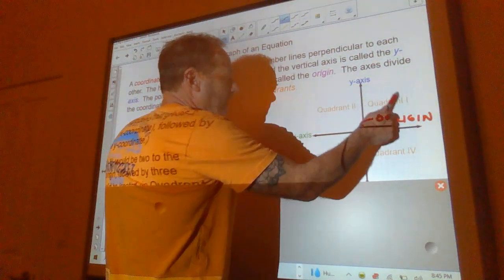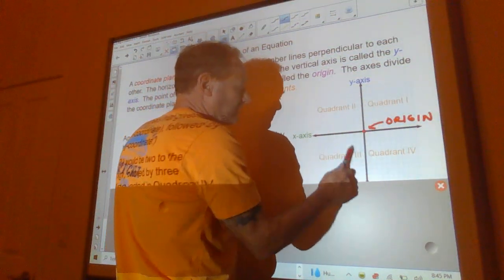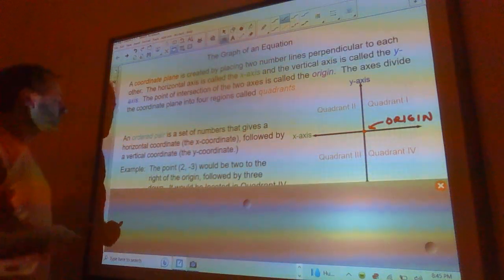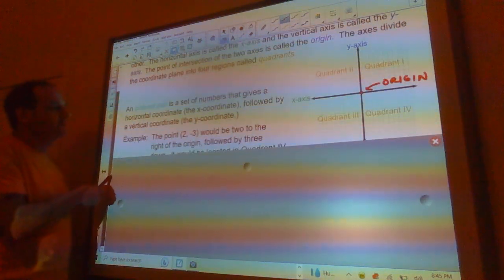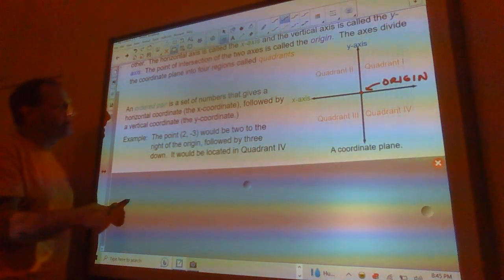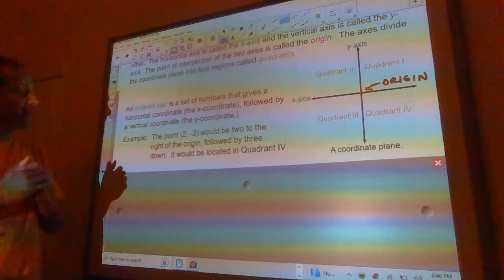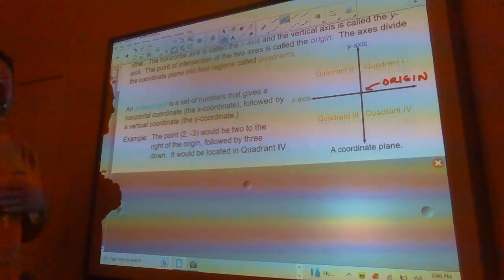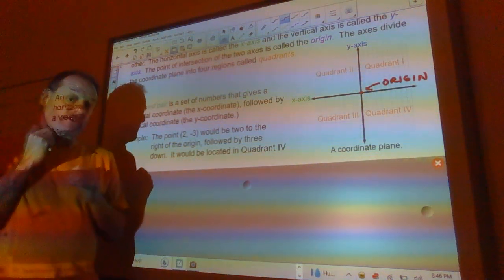So here's quadrant 1, quadrant 2, quadrant 3, quadrant 4. They go counterclockwise around the graph. Now, an ordered pair is a set of numbers that gives a horizontal coordinate, which is the x-coordinate, and the vertical coordinate, which is the y-coordinate.